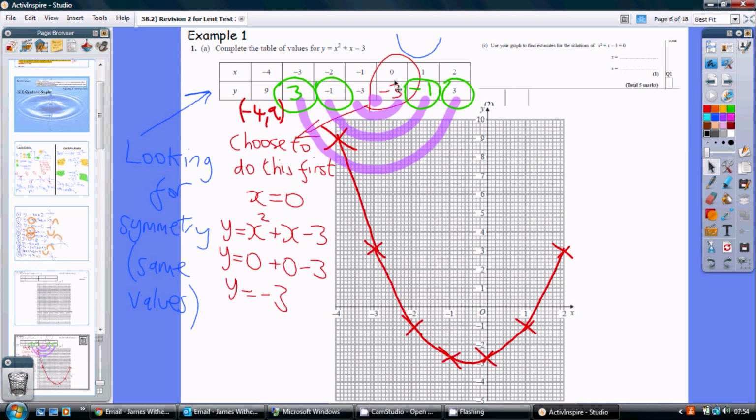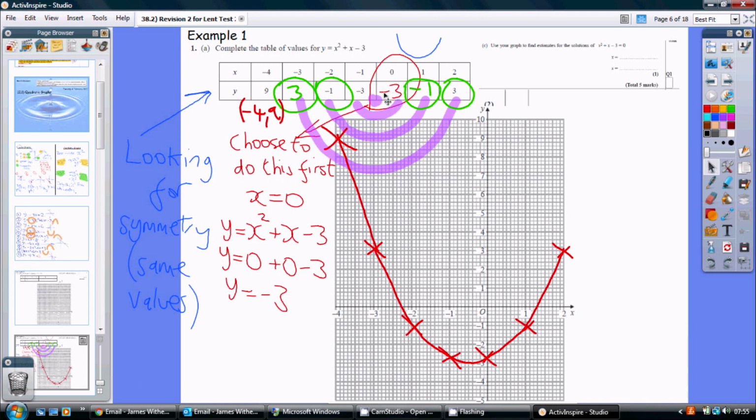So what I'm going to do first of all is work out when x equals 0. So x is 0, I'm going to take the 0 and pop it into the equation. So when x is 0, I've got to do x squared, so that's 0 squared, which is 0. Then I'm adding a 0, and then I'm taking away 3. So that gives me y equaling minus 3. So when x is 0, y equals minus 3.